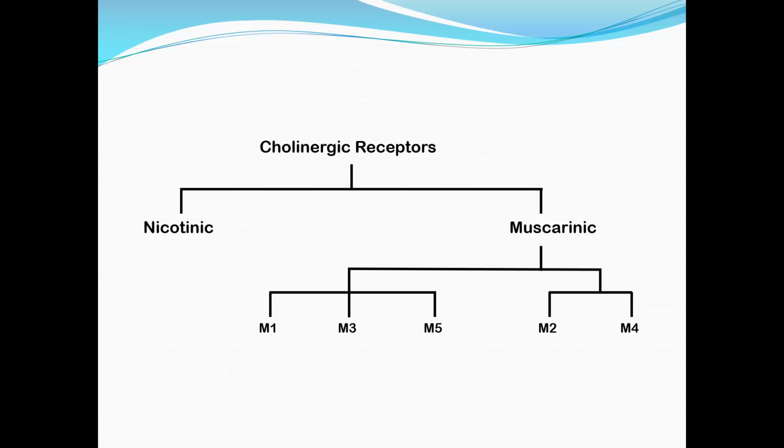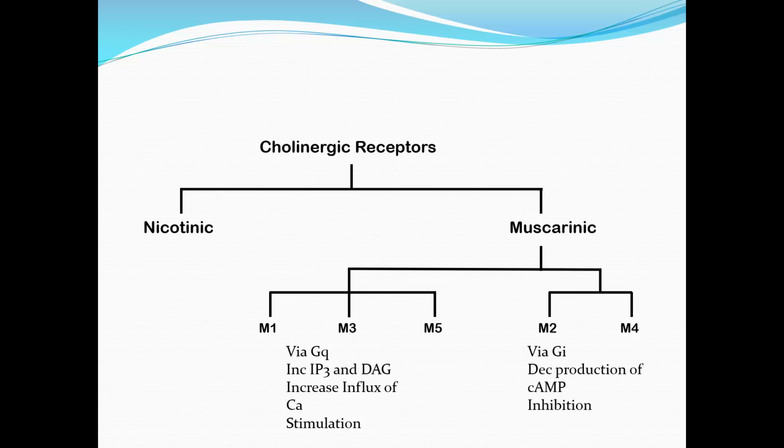Now, cholinergic receptors that are muscarinic are either M1, 3, and 5, or M2 and 4. The 1, 3, and 5 work via the Gq receptors, so they result in activation of IP3 and DAG, and an increase in intracellular calcium and also protein modulation, which results in a stimulatory effect. M2 and 4, though, activate Gi, so they decrease the cAMP concentration and therefore are inhibitory.